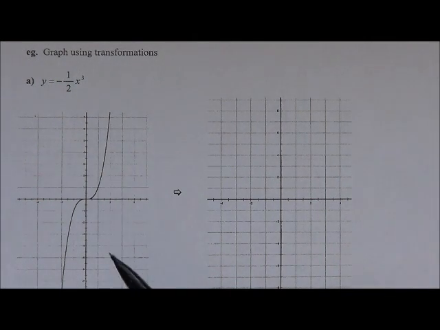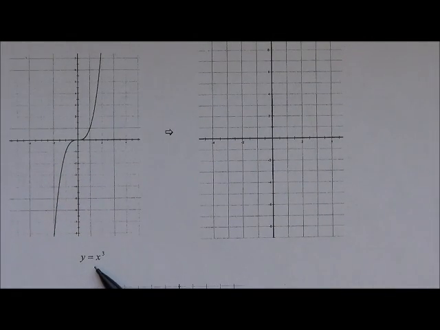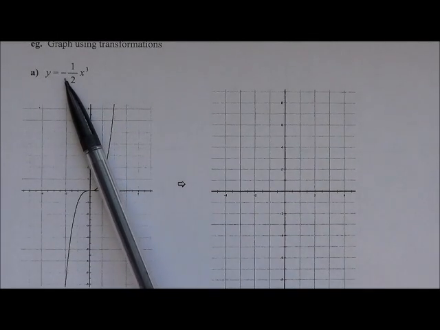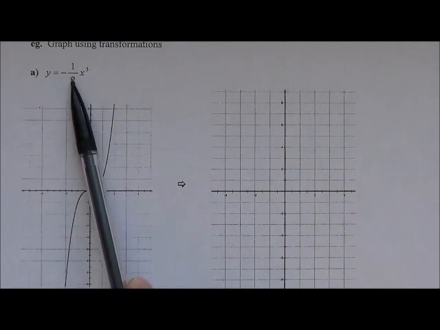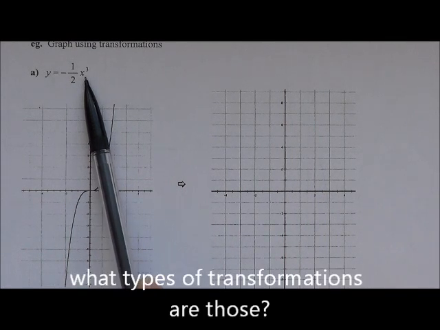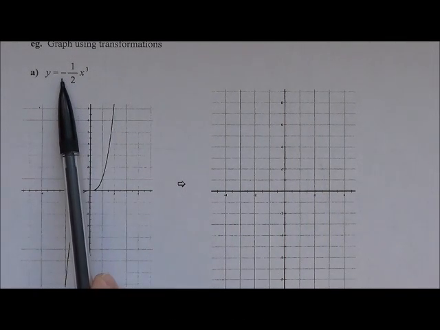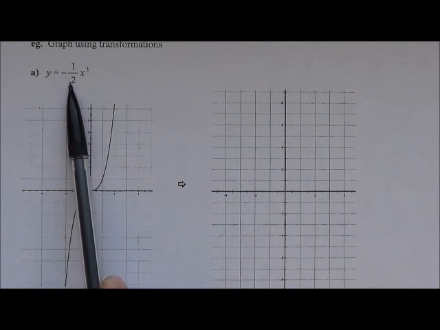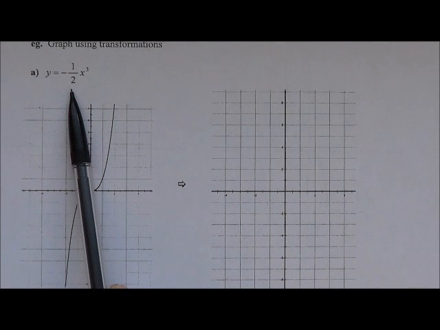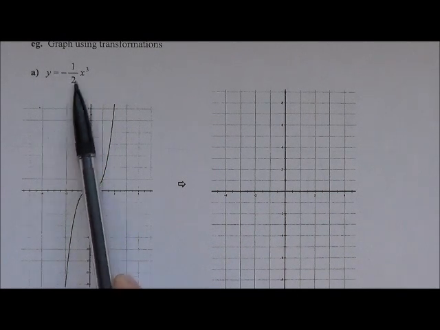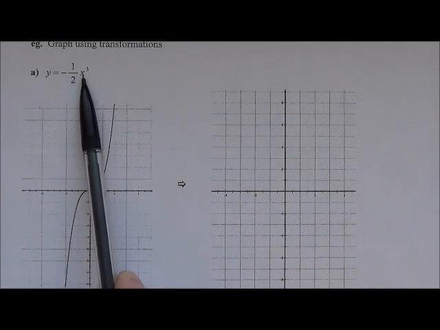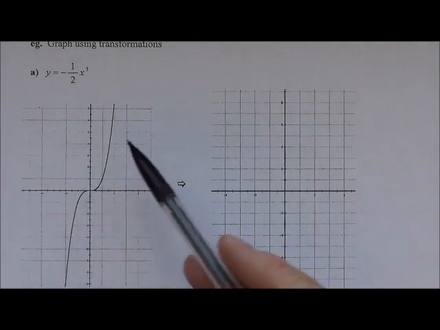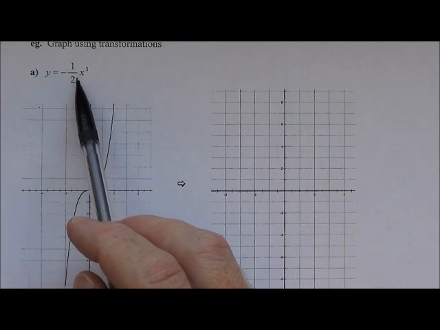the parent function is, and right here you notice that the parent function is y equals x cubed, and we see that there's a negative and then 1/2 multiplied by the x cubed. So what does the negative do to a function? Okay, and then the 1/2. So once you know what those different things do to the parent function, then you can go through and actually take some of the points from the parent function and then plot them according to these transformations.